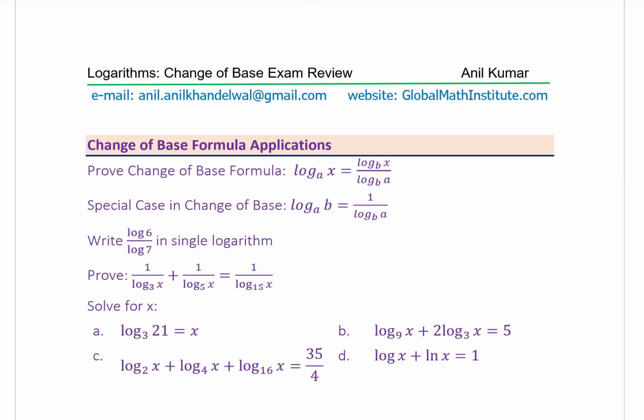So once again, the questions which we are going to discuss are: first, to prove the change of base formula, which is basically log to the base a of x is log to the base b of x divided by log to the base b of a. By doing so, we have changed the base from a to b. Then we'll have a special case where the formula can be rewritten as 1 over log to the base b of a. And with this formula, we have a few related questions and we'll solve them one by one.